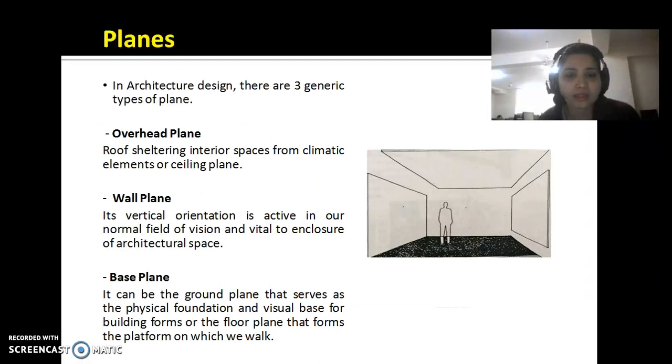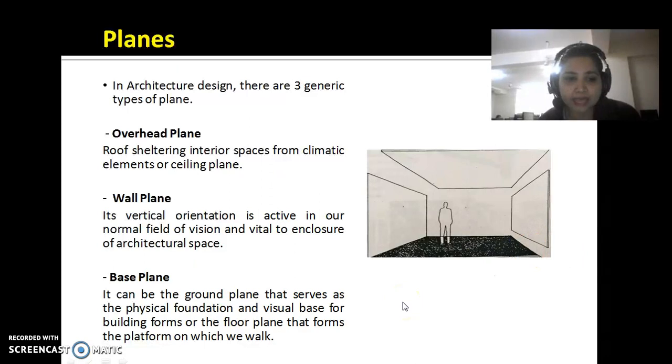In architecture design, there are three generic types of planes: overhead plane, wall plane and the base plane. As shown in the diagram, the overhead plane is the roof sheltering interior spaces from climatic elements, or the ceiling plane. Wall planes are of vertical orientation, which are active in our normal field of vision and vital to the enclosure of architectural spaces.